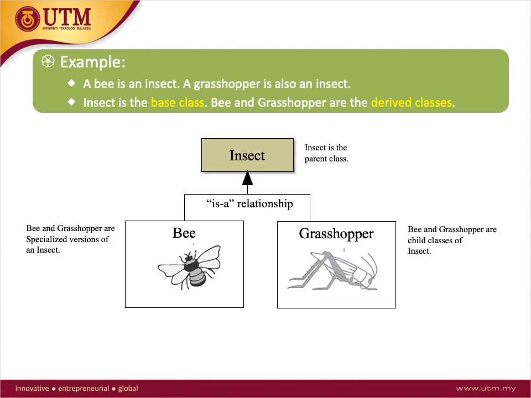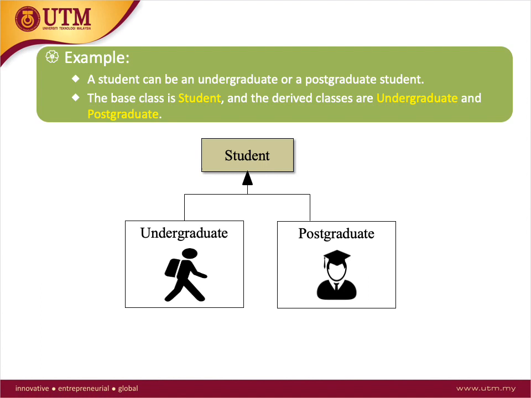Another example is related to the insect just now. Bee and grasshopper are specialized versions, and insect is the base class. Bee and grasshopper are the derived classes. So there is an is-a relationship here, since there are generic attributes of the insect for both of them. Another example is student, which has the specialized versions undergraduate and postgraduate. So student is the base class or parent class. Undergraduate and postgraduate are the derived classes or child classes here.